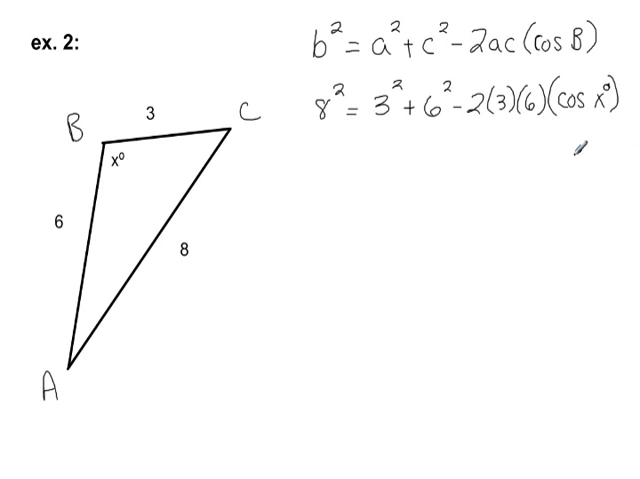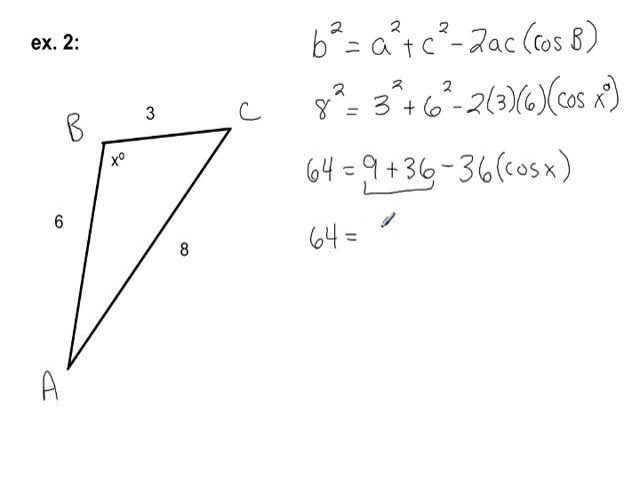Alright, let's simplify and solve. So 8 squared would give me 64. 3 squared is 9. 6 squared is 36. 2 times 3 times 6 would give me 36. And that is supposed to be multiplied times the cosine of x. Alright, I will follow order of operations here. I will have to put these together first. So I add 9 plus 36, that gives me 45. Minus 36 cosine of x.